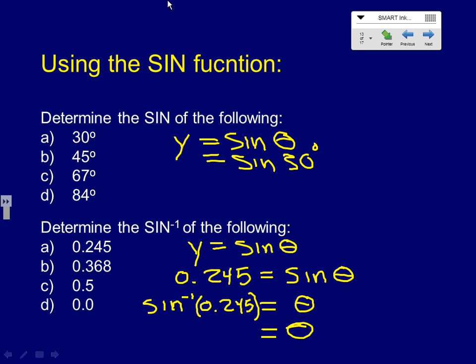14.18. So 14.2 degrees. Yep. 14.2 degrees. Okay? All right? So that's the way it's going to look. When we're going the other way, if I've got a number in there, like a degrees, then all you're doing is sine theta, and you're turning it into the other value. You're turning it into that number value.